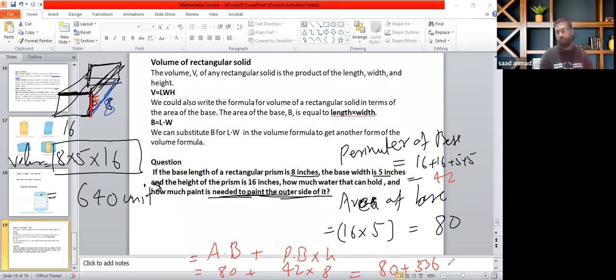That's 416 unit squared. So we need 416 unit squared of paint area to paint. That's how much we need to paint it. This is the area that we need to paint. Let's say there's a paint that can cover 100 unit squared per 1 liter, then we can divide by that and find the paint that we need to use.